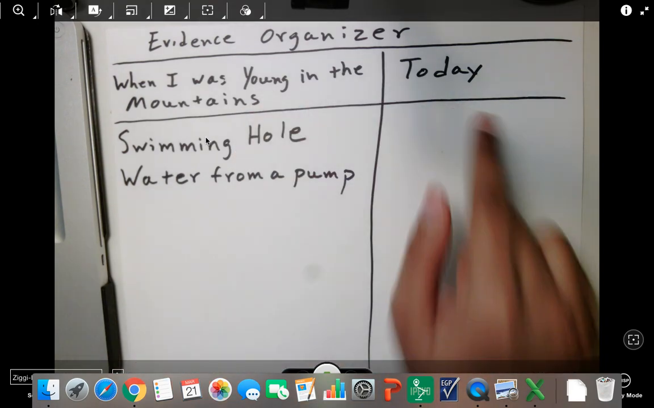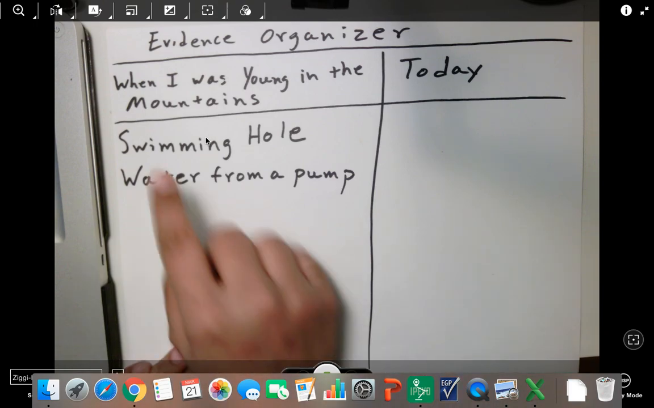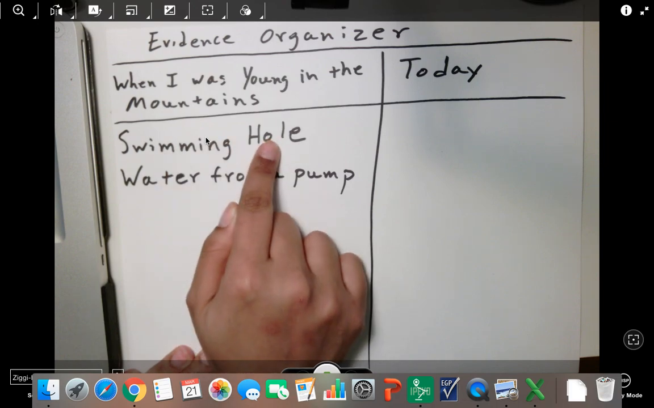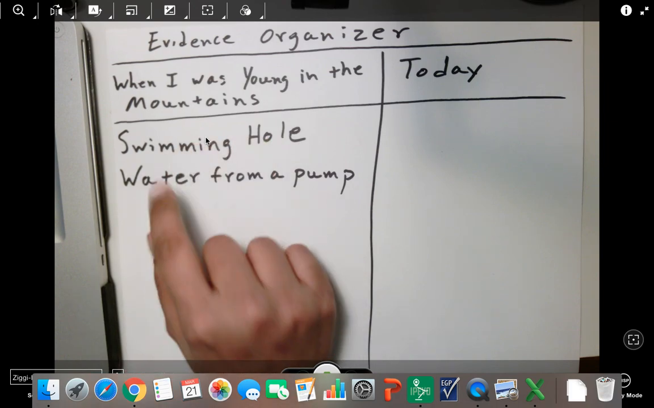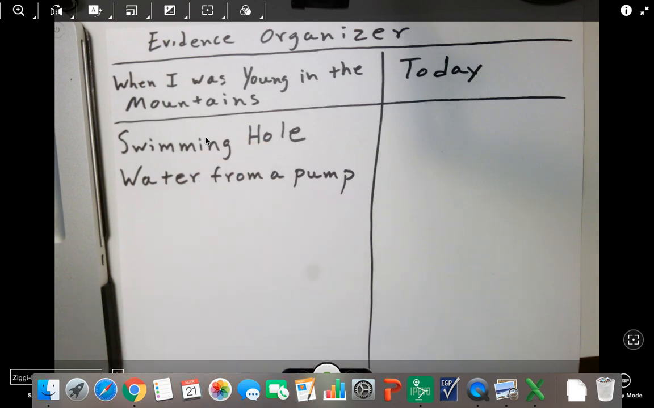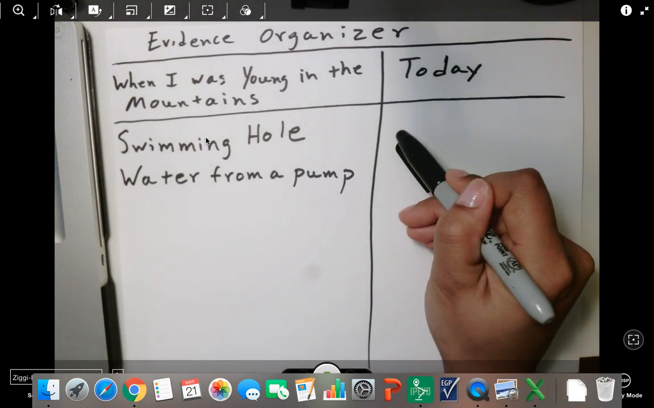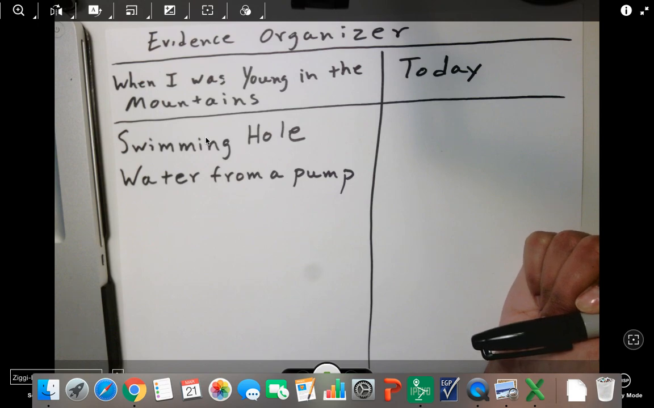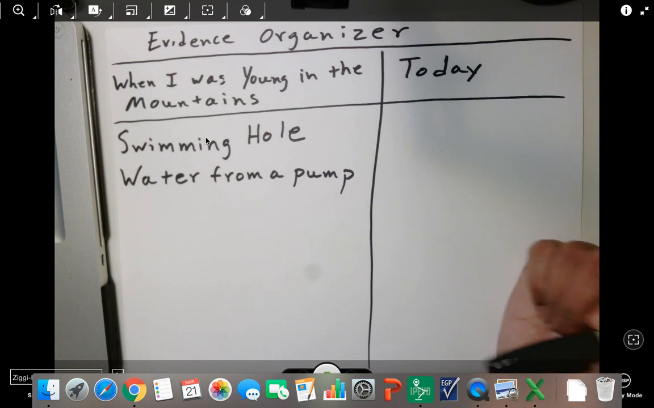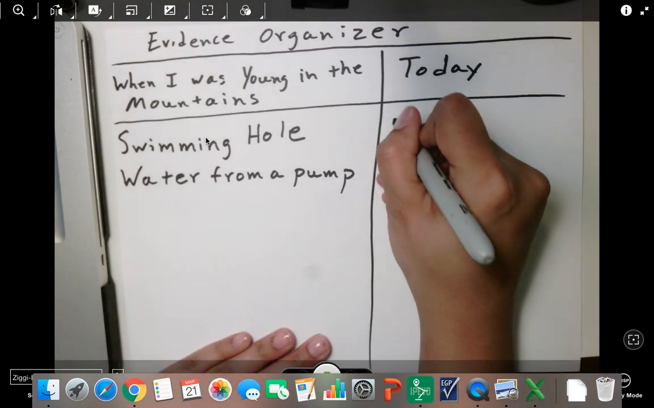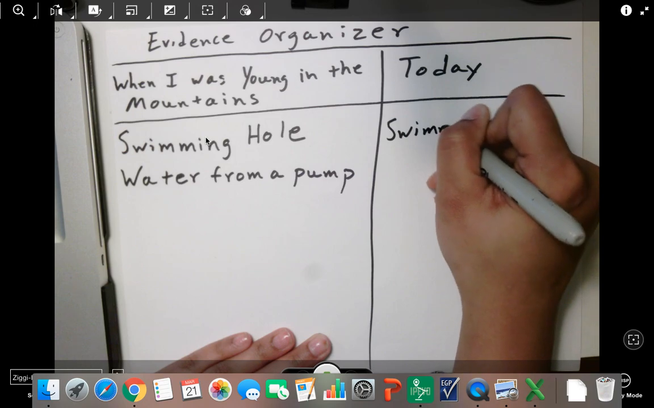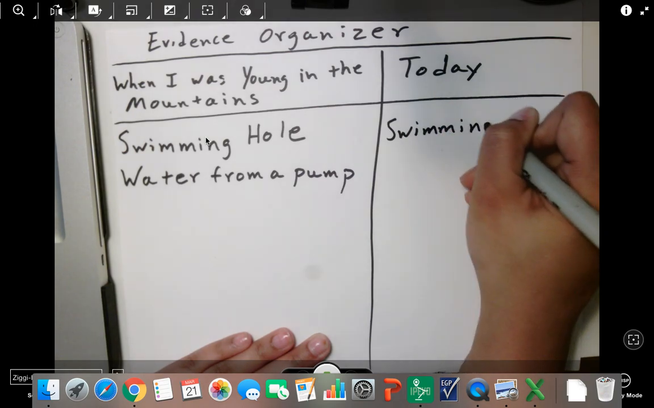So let's think about it. In the past, in Cynthia Ryland's story, she used a swimming hole. We just went over that. A swimming hole, right? What do we use now? What can Miss G write here? What do we use now? I'll give you a minute to think about it. Yes, a swimming pool. So we don't have to use a swimming hole now. We use a swimming pool.